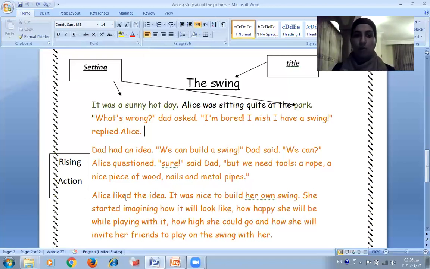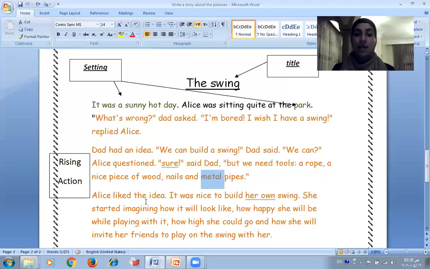Later, you will find the problem. And I want you to notice here that I used some adjectives like nice, okay, metal. These are adjectives. I could have just said a piece of wood, but using nice and using metal pipes, like if I didn't say metal, maybe you will think that he needs plastic pipes. So no. He needs metal pipes. Metal is an adjective that helps the reader to imagine what is happening in the story.